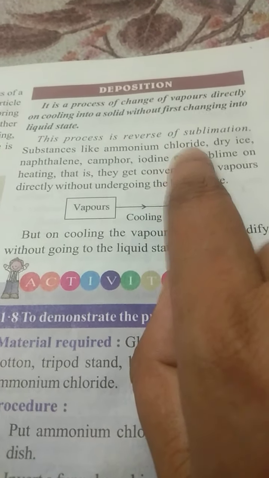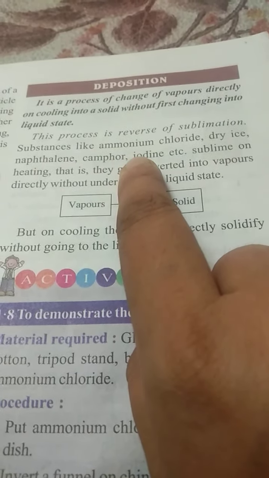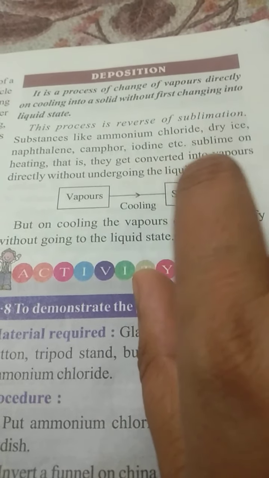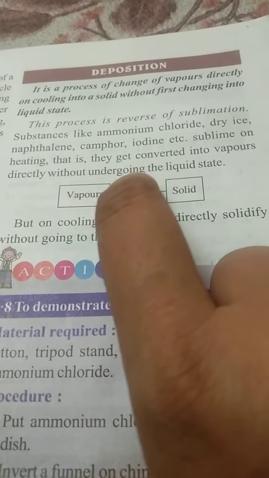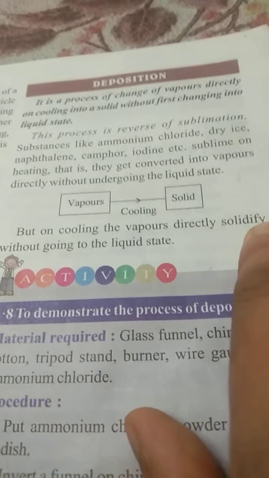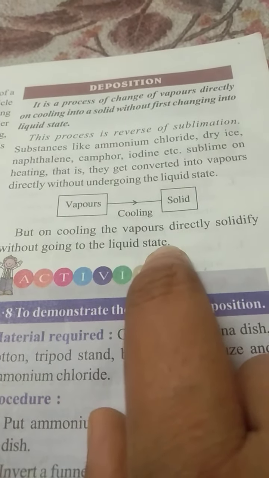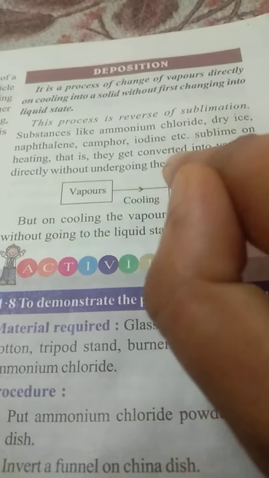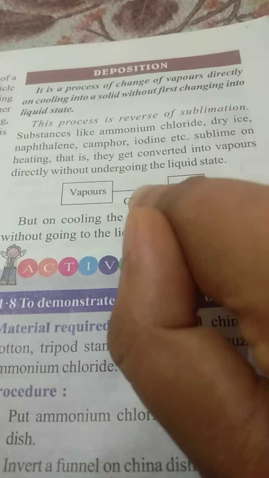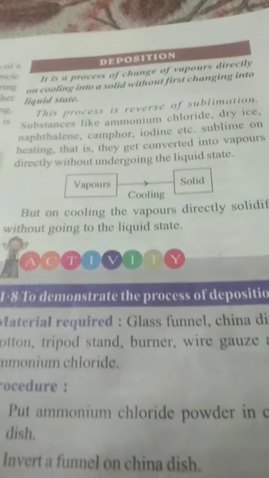Substances like ammonium chloride, dry ice, naphthalene, camphor, iodine, etc. sublime on heating. That is, they get converted into vapors directly without undergoing the liquid state. But on cooling, the vapors directly solidify without going into liquid state. So when these substances are cooled down, they change into solid form without passing through the liquid state.